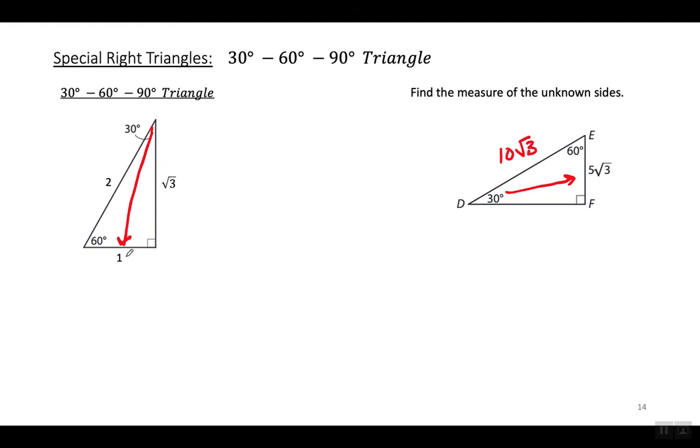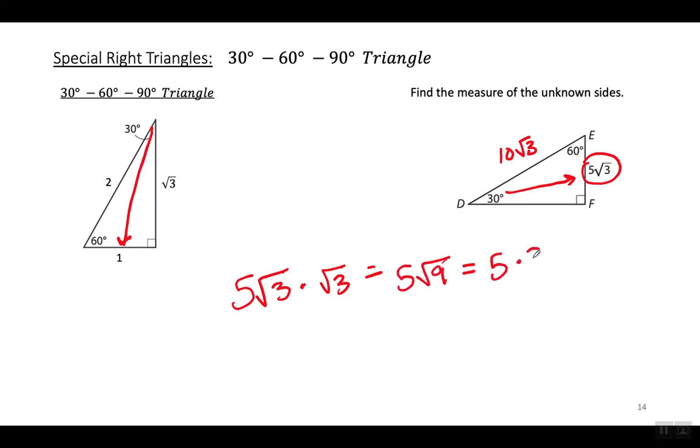And to go from the one side to the square root of 3 side, I multiply the one side by square root of 3. So to get this side, I'm going to multiply this by square root of 3. So 5 square root of 3 times square root of 3 equals 5 square root of 9, which equals 5 times 3, which equals 15. So this side is 15. I think I have two more examples like this, and then I'll get to R7.